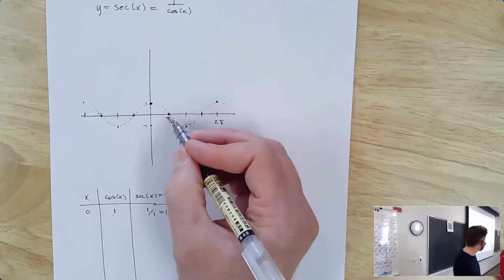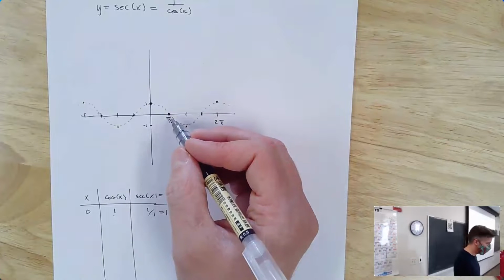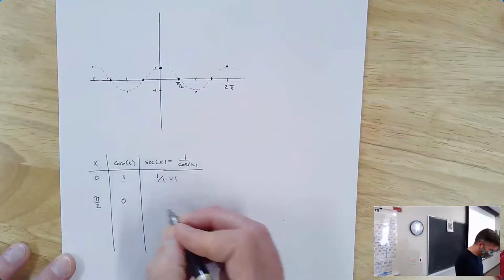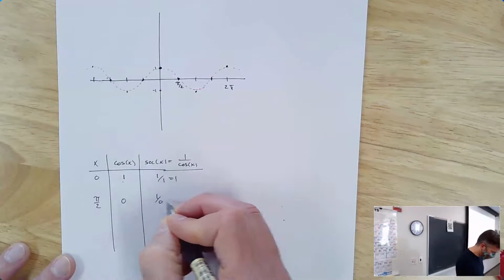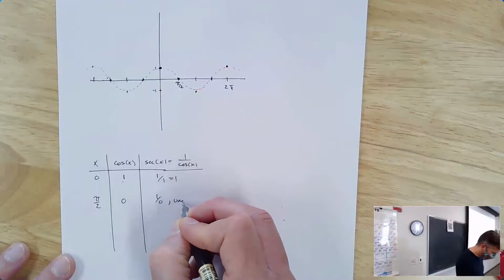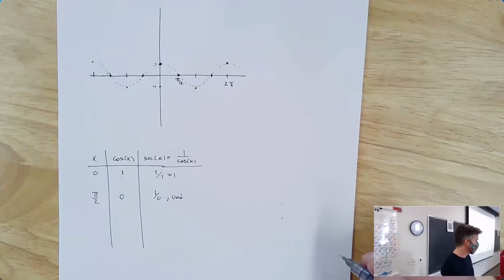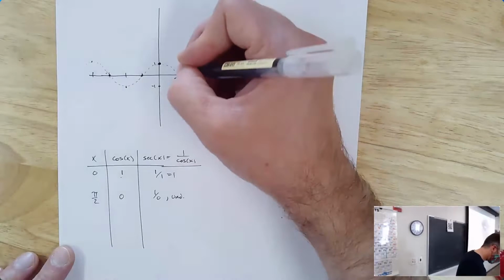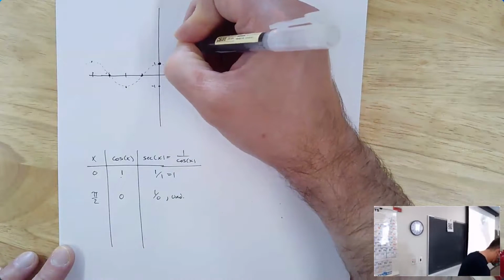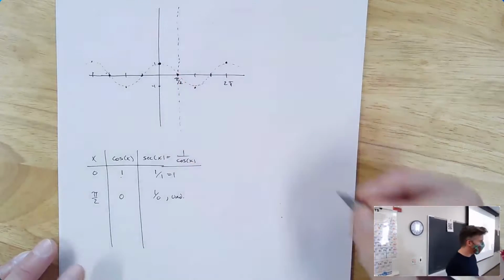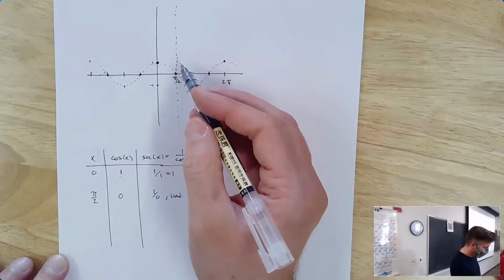Now, pi over 2 might not feel super helpful. If we plug in pi over 2, cosine of pi over 2 is 0, and secant is going to be 1 over 0, which is undefined. Meaning, what kind of feature are we going to have at pi over 2? Yeah, a vertical asymptote. Okay, but that doesn't help me so much because I'm not exactly sure what happens between there and there. So here's what I want to point out.